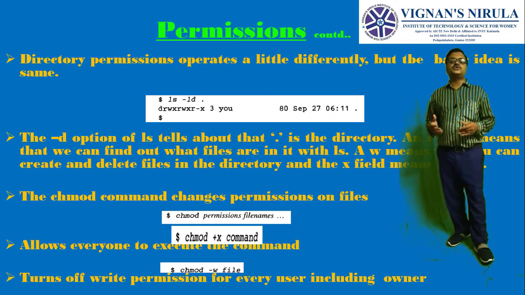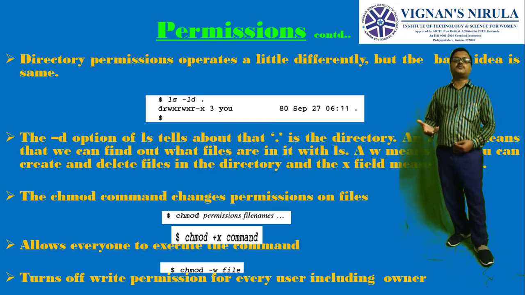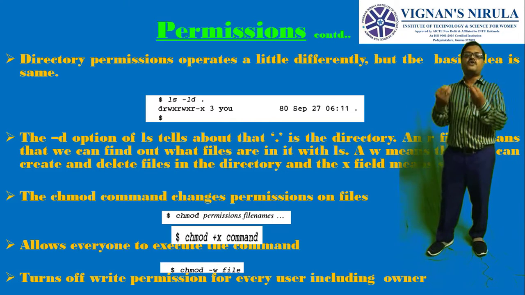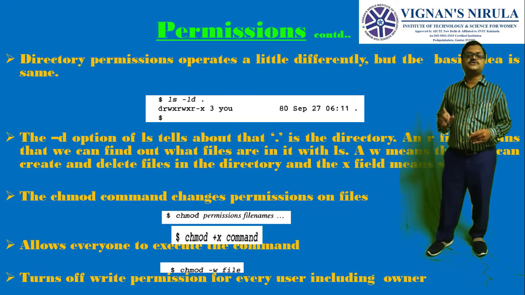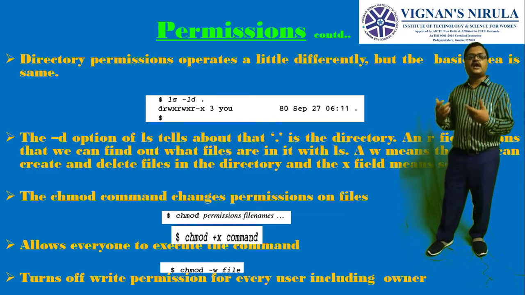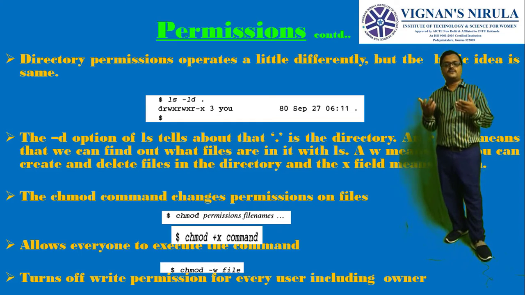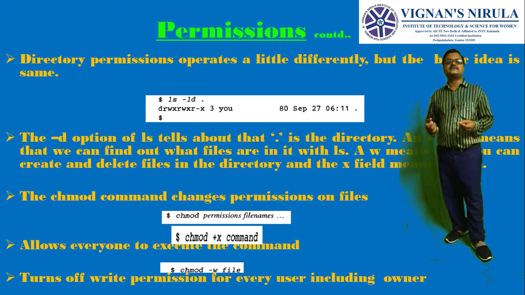Next is execute. So what if you remove the execute permission? If you remove execute permission, you cannot search for a file in the directory. That means the find command will not work. For example, find . -name filename -print. That command will not work. That is the disadvantage of using minus x on a particular directory.